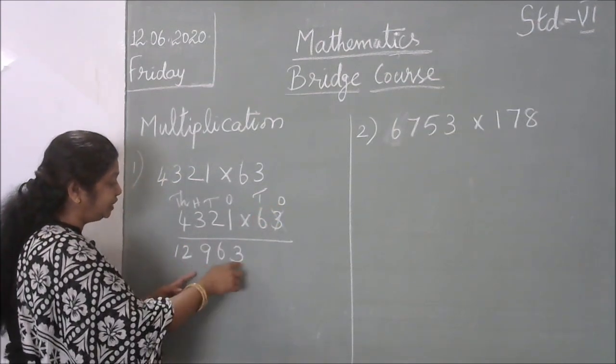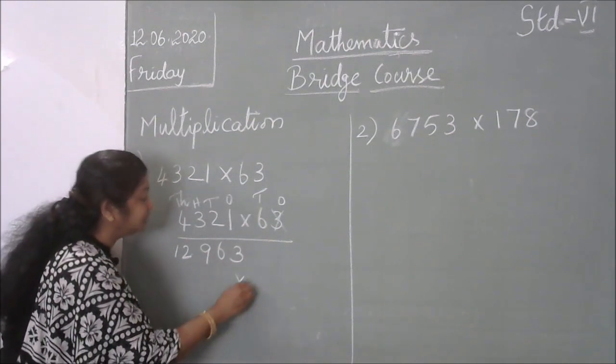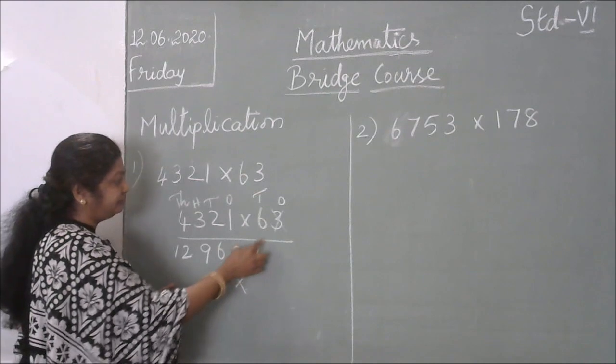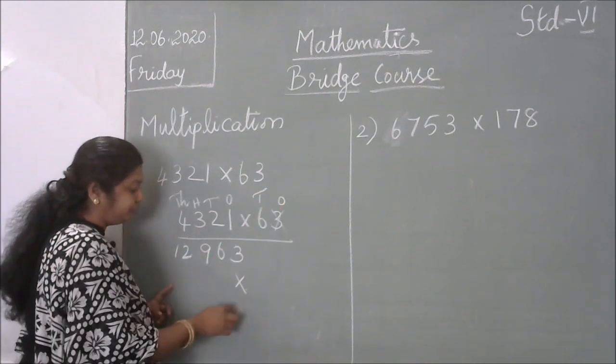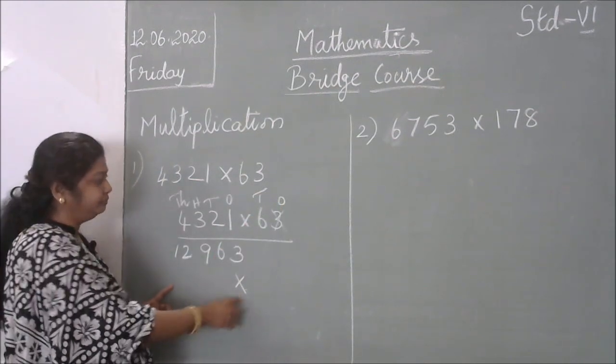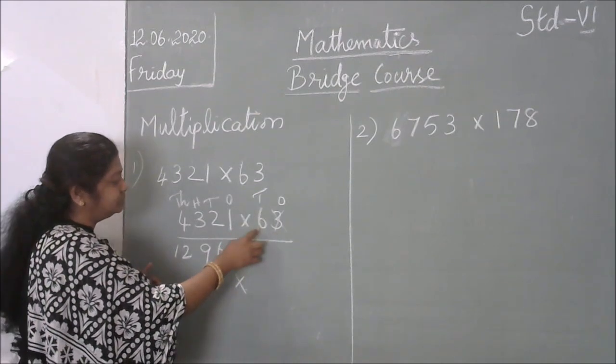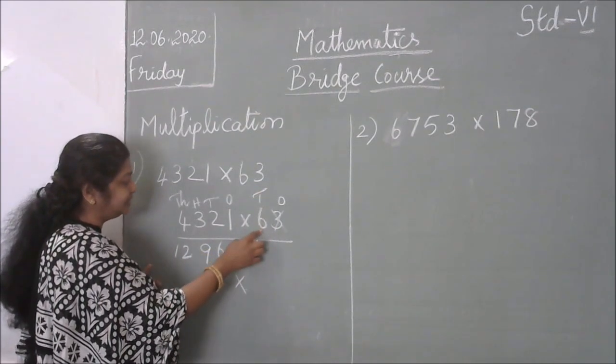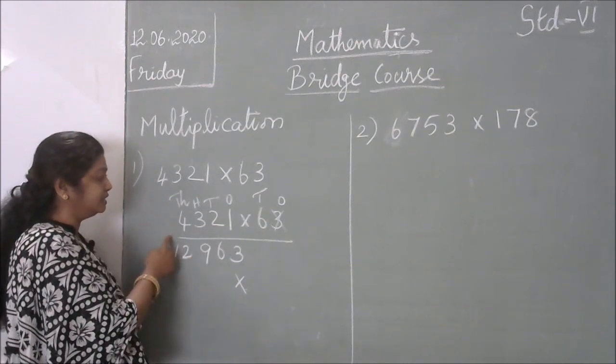In the answer, you have to put a cross here, because the ones place number we have multiplied it. We got an answer, and afterwards the ones place is over, no? So we should put the cross, and afterwards we have to start the tens place number. The tens place number is 6. With the 6 we are going to multiply all these numbers.